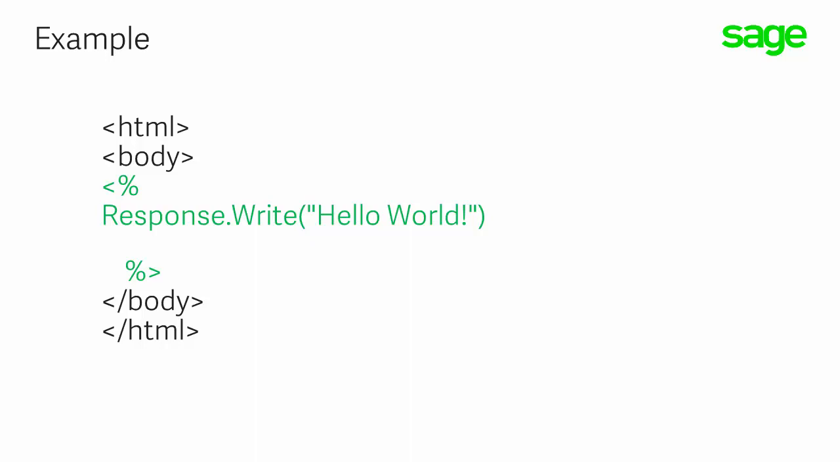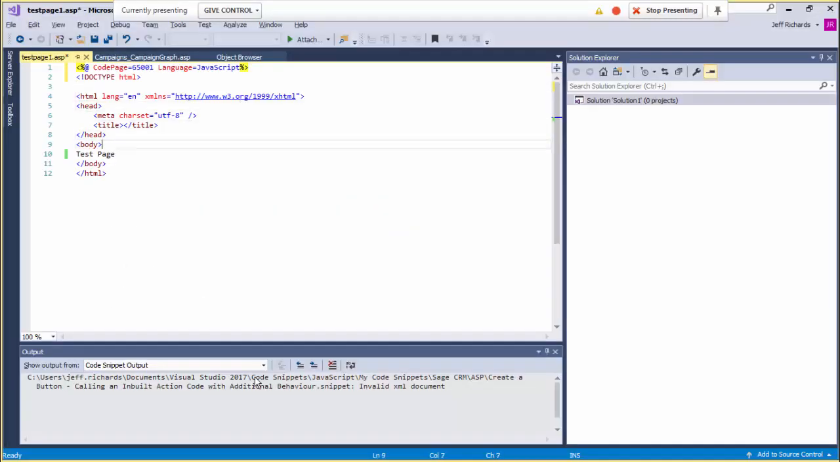So I'm going to use just this response.write to change what I'm writing out to be hello world. So I had here test page. Well, I'm also going to now do a percent, mark that out, and I'm going to say response.write. I'll say hello world.